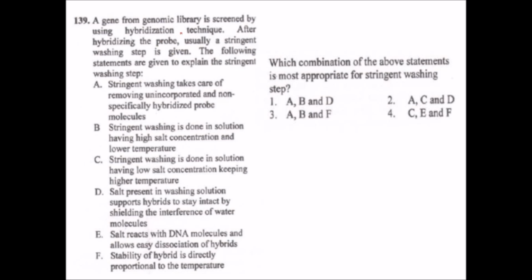Next question is, a gene from the genomic library is screened by using hybridization techniques. After hybridizing the probe, a stringent washing step is given. The following statements are given to explain the stringent washing step. So what does stringent washing mean? I explained while explaining the Western blotting that these are the test samples and we have to find out whether the sample is there or not. What we do is design an antibody against it. The antibody will bind to the test antigen, and there is a possibility it will not bind to the test antigen.